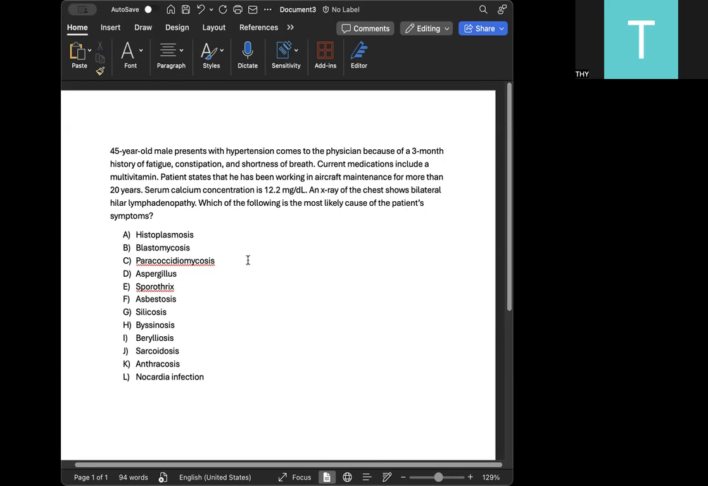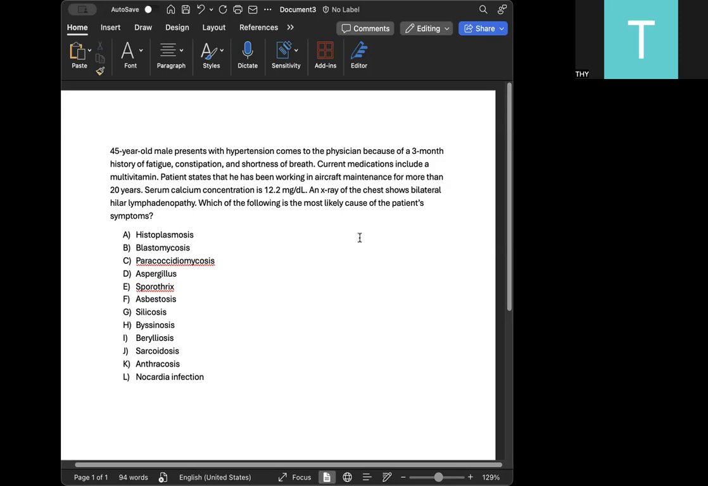So that's the concept. A 45-year-old male presents with hypertension, comes to the physician because of a 3-month history of fatigue, constipation, and shortness of breath. Current medications include a multivitamin. The patient states that he has been working in aircraft maintenance for more than 20 years. Serum calcium concentration is 12.2. Normal is 8.5 to 10.2, so this is somewhat high.